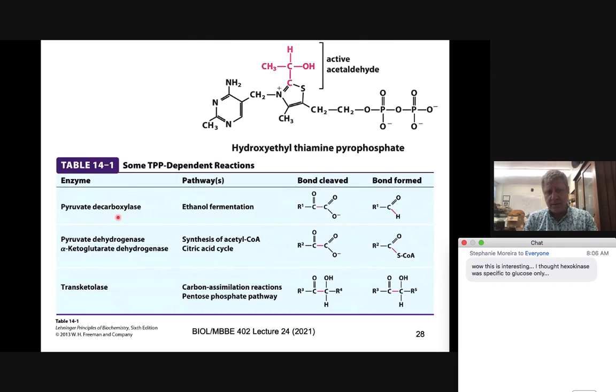We see this in the pyruvate decarboxylase in ethanol production, but we also see this in two enzymes that we're going to study in the TCA cycle, the pyruvate dehydrogenase and the alpha-ketoglutarate dehydrogenase. And these are essential in the TCA cycle. So we're going to see this with the production of the acetyl-CoA, which will enter the TCA cycle. And we're going to see this occur in the TCA cycle itself at a critical state with that alpha-ketoglutarate, because we're going to cause the liberation of carbon dioxide.